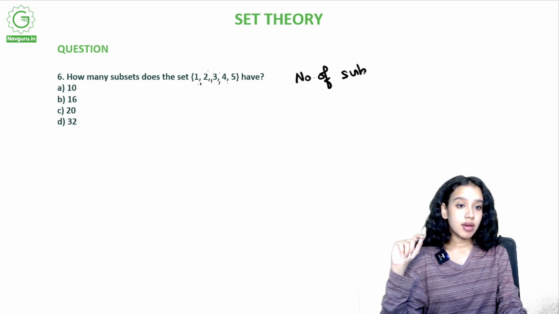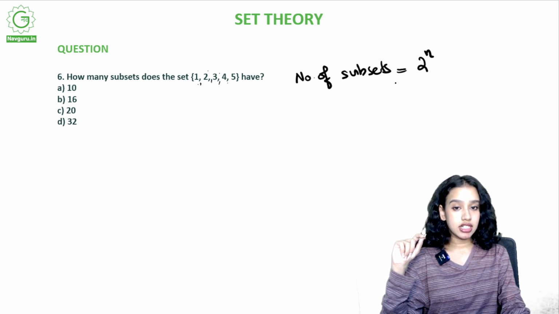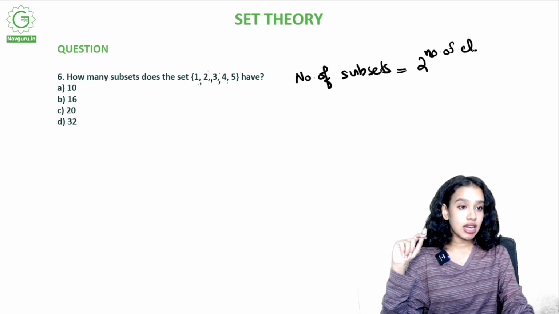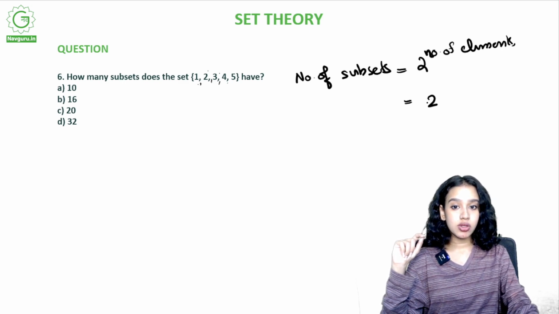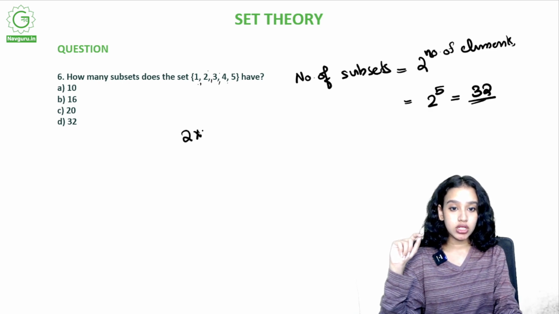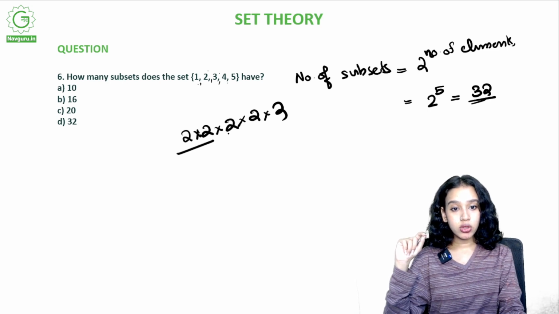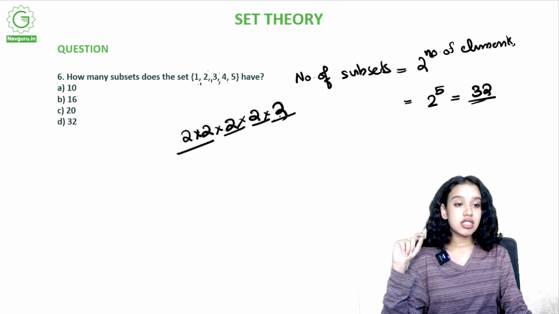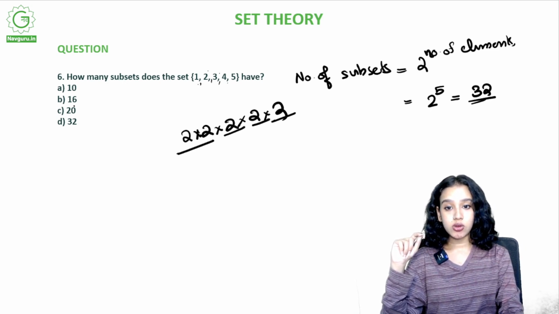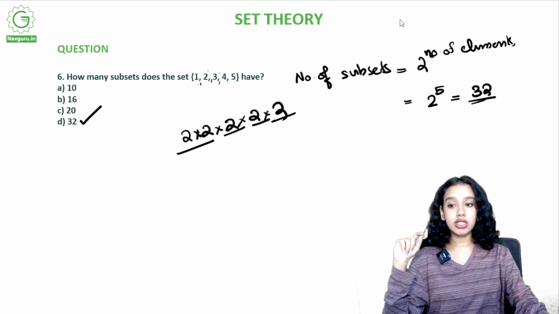The number of subsets is equal to 2 raised to n. Now, what is n here? n is the number of elements, right? This is equal to 2 raised to the number of elements, which is 5, which is equal to 32. 2 raised to 5, right? That means 2 into 2 into 2 into 2 into 2. We have 4, 8, 8 into 2 is 16 and 16 into 2 is 32. So the right answer is 32 here.